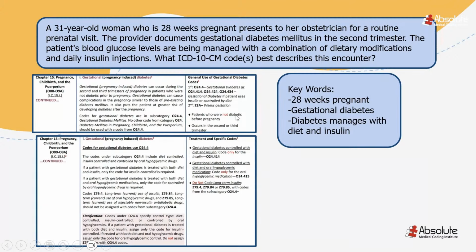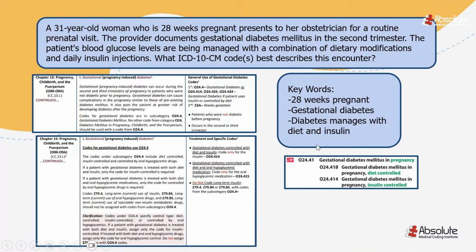So if we go into our ICD-10 book, we'll find that the most appropriate code for this scenario is going to be O24.414, which is going to be gestational diabetes mellitus in pregnancy, insulin controlled. And you can see right here that there's an option for diet controlled and there's an option for insulin controlled. I know in the keywords it says that the diabetes in this situation was managed with diet and insulin.